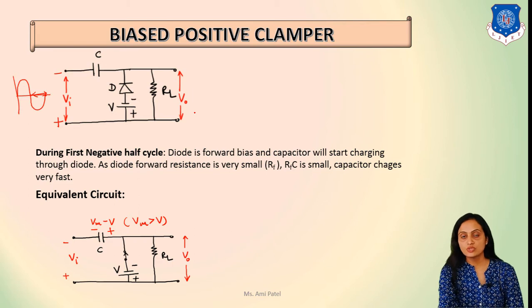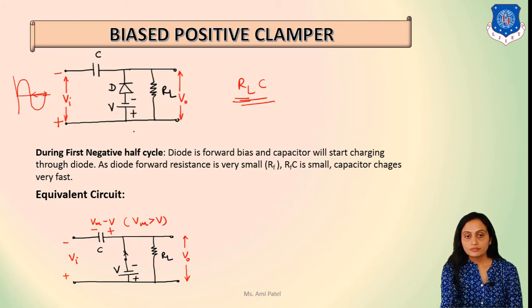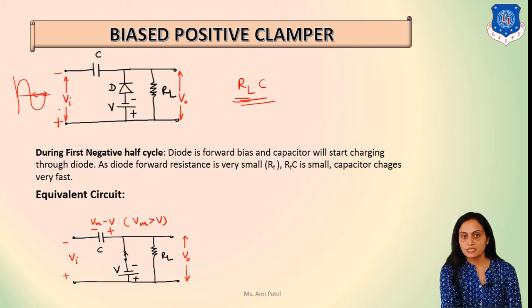The capacitor is not going to charge to any voltage, because this RL into C time constant is very high, and if the capacitor tries to charge through the load RL, it will take a very large amount of time. That's why we are directly discussing the first negative half cycle only. Okay, so let us see. During the first negative half cycle, the polarity of the input signal is minus plus like this, and this cathode is connected to minus, and the anode is connected to plus through this particular battery, and that's why the diode will be forward biased.